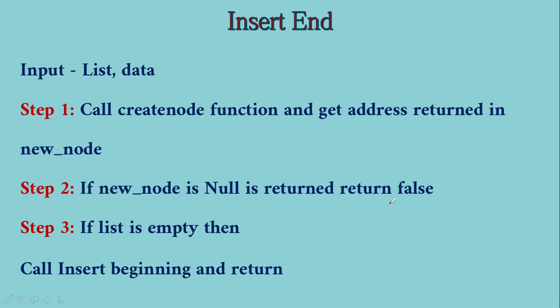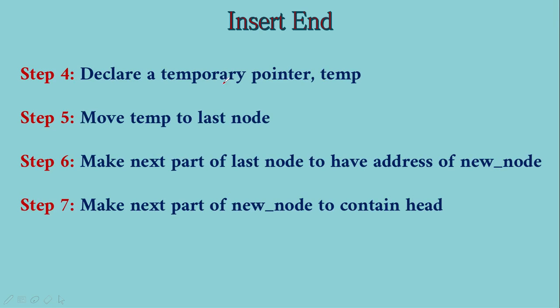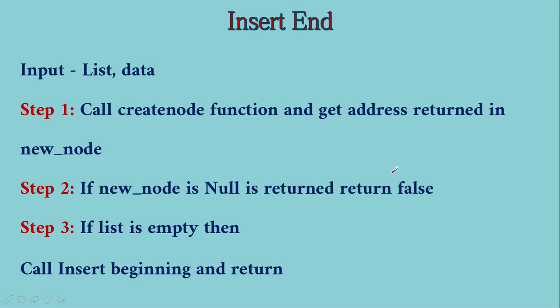Otherwise, in step number 3, you check if the list is empty. If the list is empty, then you will just call the insert beginning function, and you will return whichever value is returned by that insert beginning function. Otherwise, declare a temporary pointer temp, move temp to the last node, and make the next part of the last node have the address of the new node, right? That is what we did when we were illustrating also. And then you have to make the next part of the new node contain the head, right? These are all the steps that we will be following.